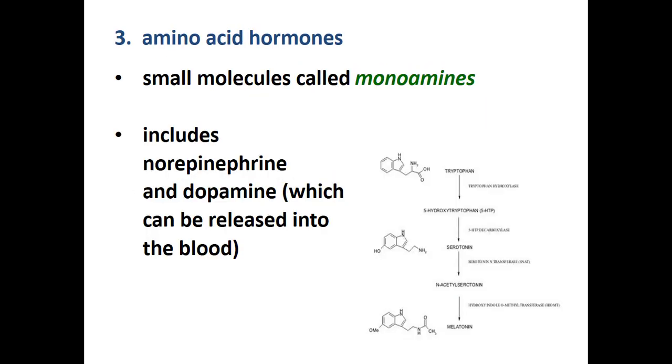Amino acid hormones are small molecules known as monoamines. These include some chemicals we've talked about already as neurotransmitters. Norepinephrine and dopamine, for example, are both examples of amino acid hormones, which behave as hormones only when they're released into the blood. So these chemicals are quite unusual. They can behave as neurotransmitters when they're released into the synapse and as hormones in the blood. Melatonin and thyroid hormone are also examples of amino acid hormones.